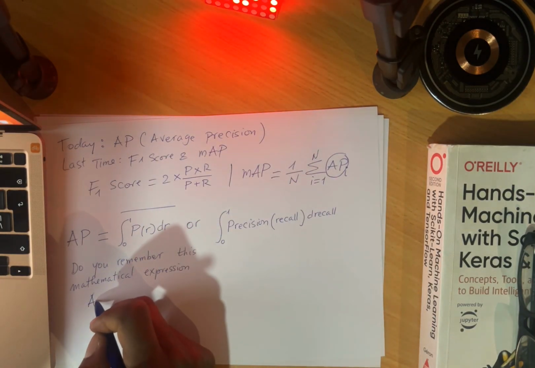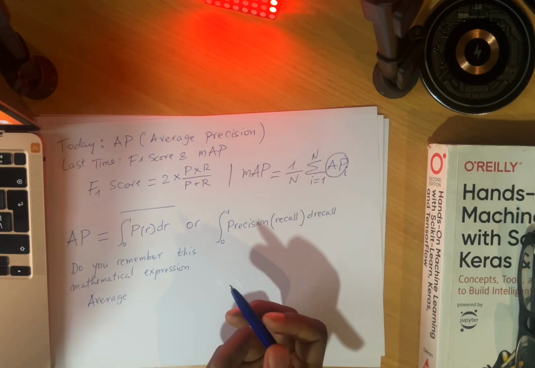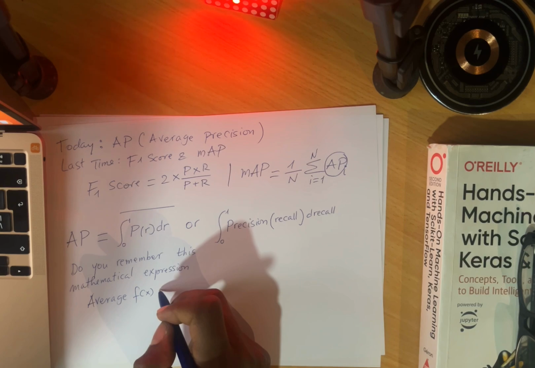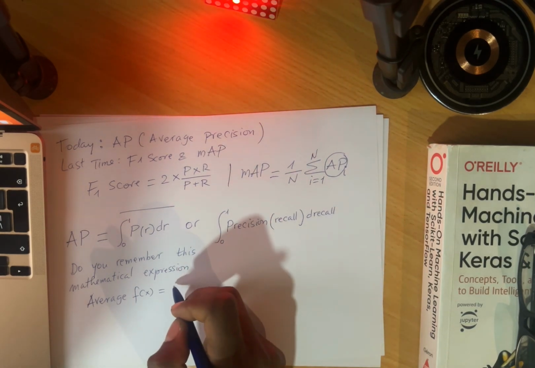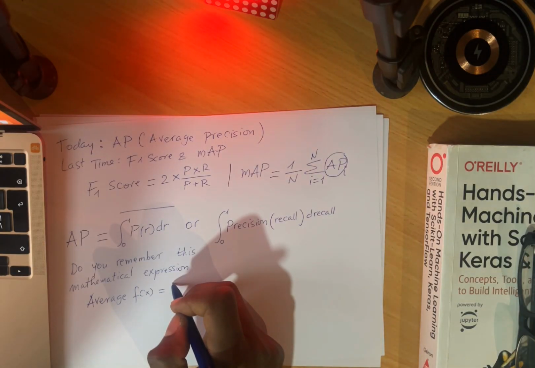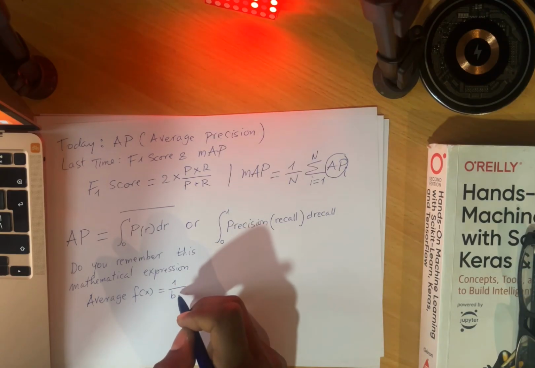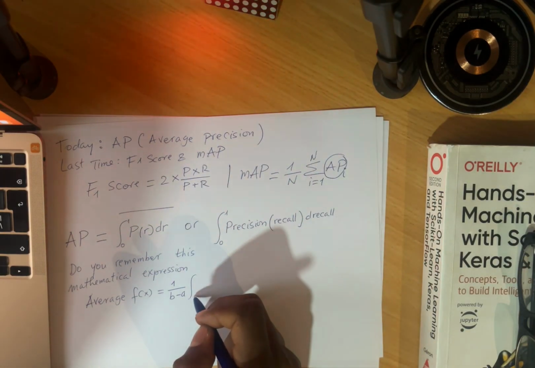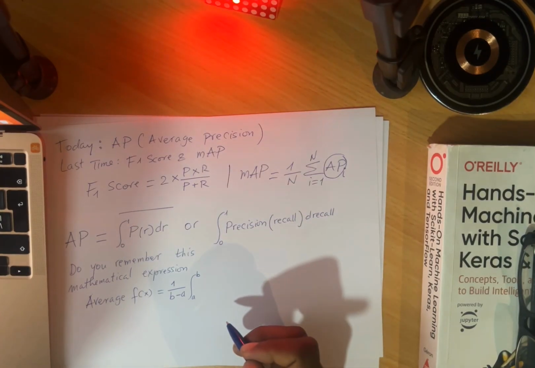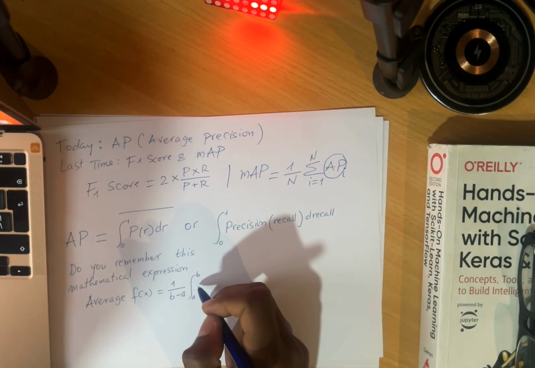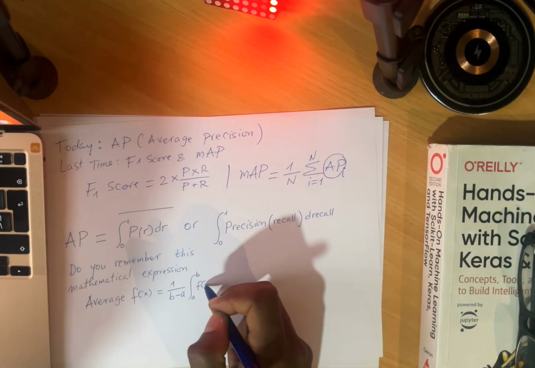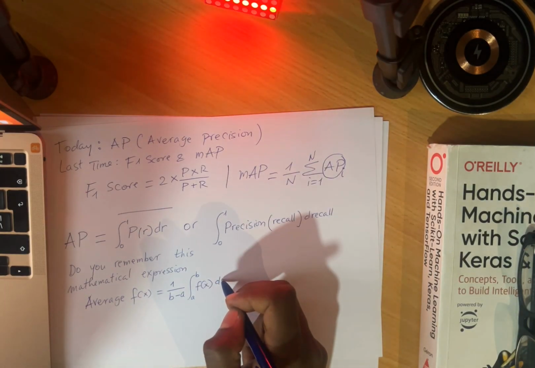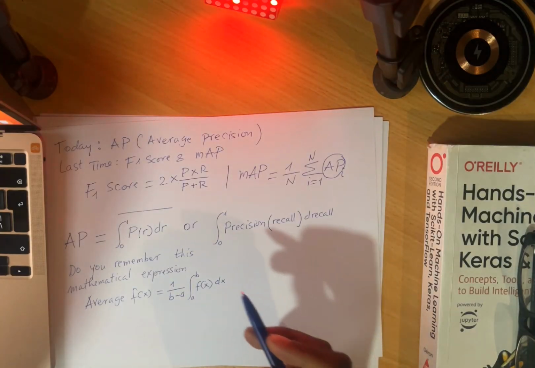Average equals 1 over b minus a, times the integral from a to b of f(x) dx. Do you remember it?